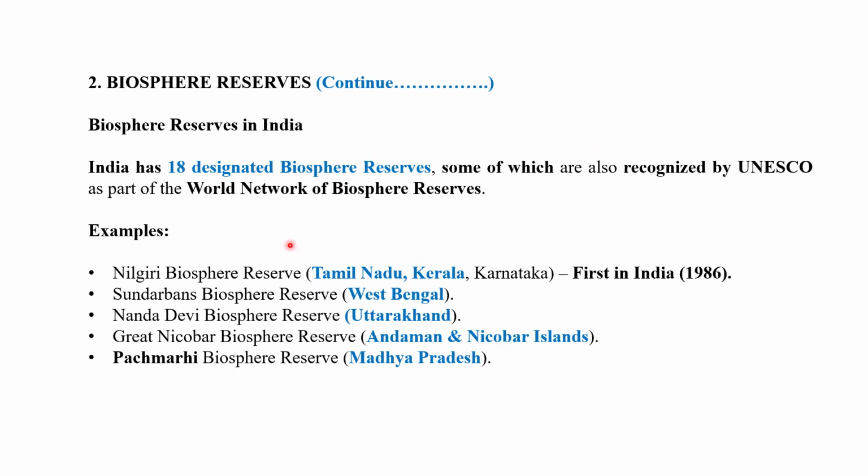Next, we can see the biosphere reserves in India. India has 18 designated biosphere reserves, some of which are also recognized by UNESCO as a part of the World Network of Biosphere Reserves. So examples of biosphere reserves in India: Nilgiri Biosphere Reserve, it is situated in Tamil Nadu, Kerala, Karnataka, in all the three states. First in India, it was first established in these three states we can say.